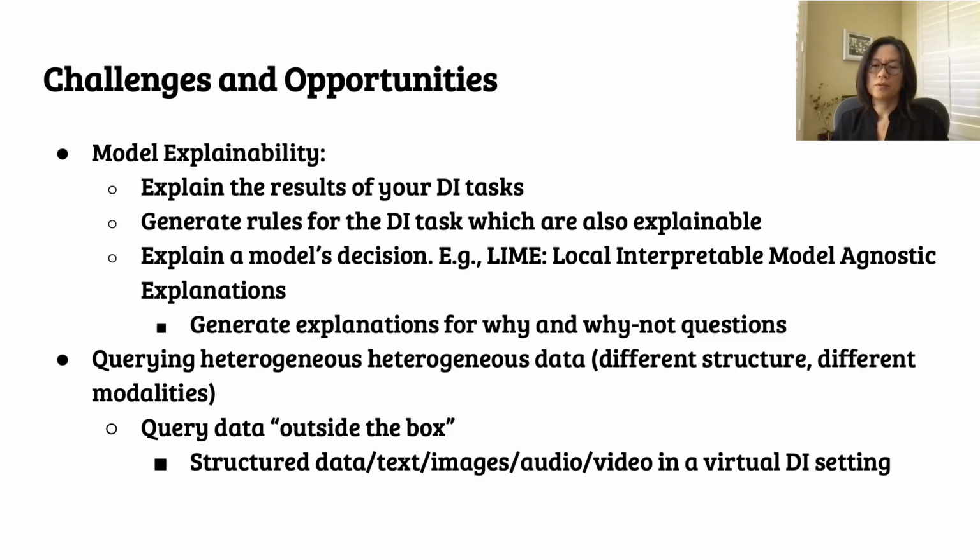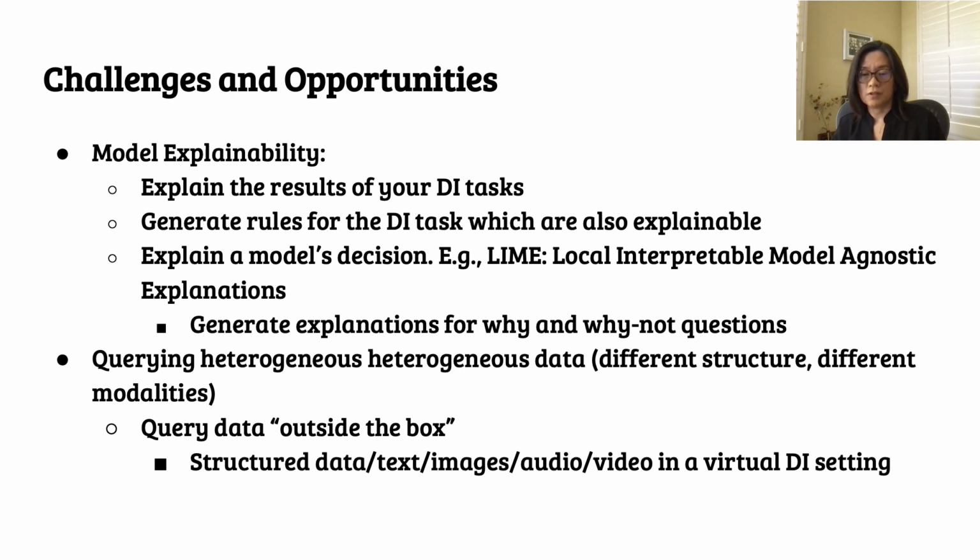Another thread of work is model explainability, which is to be able to explain the results of your data integration outcome. For example, one idea is to generate structure, such as rules, which can be used to explain the black box deep learning model. I've seen some recent work on this for entity matching. Another thread of work attempts to directly explain a model's decision. For example, LIME works by finding parts of the input that led to a prediction in the output. I believe there is a lot of room for more work here.